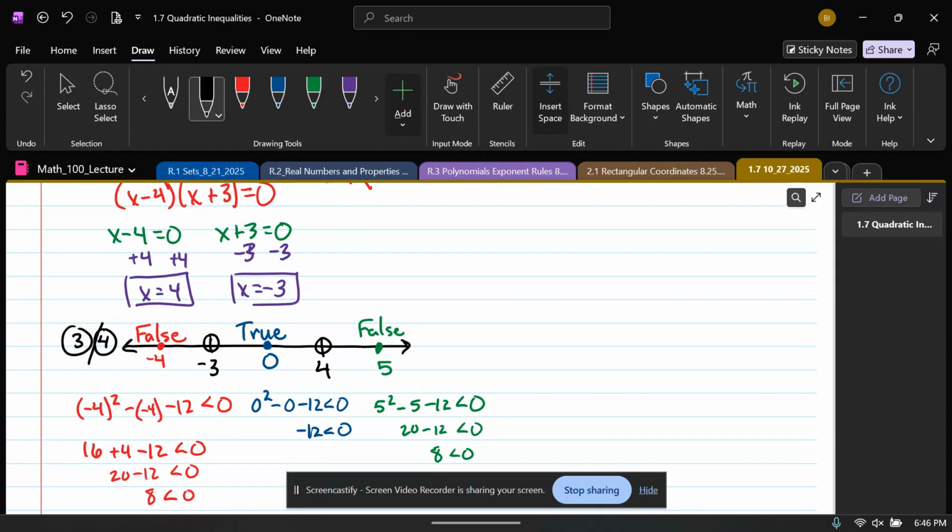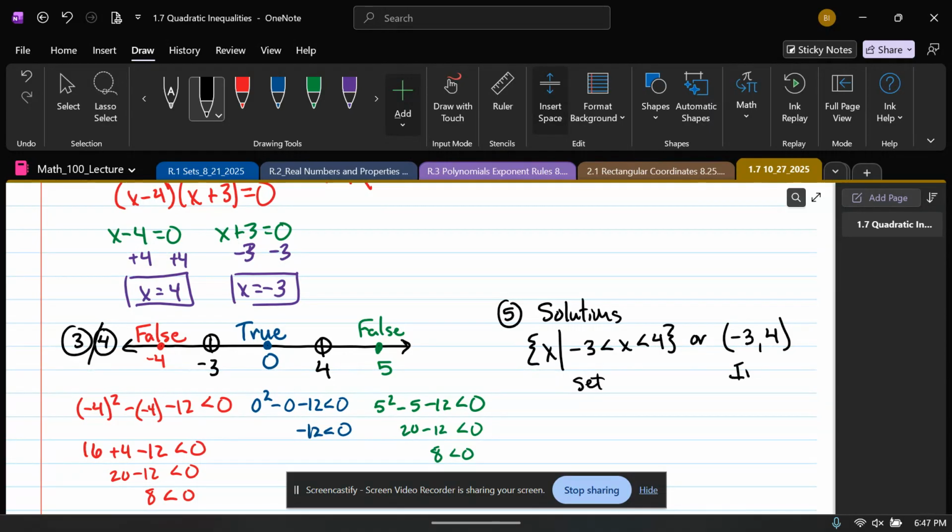So part 5 is write the answers. The solution set. All x's, as long as x is between -3 and 4. That's the set notation. The interval notation for that would be parentheses -3 to 4 parentheses. So this is set. This is interval.